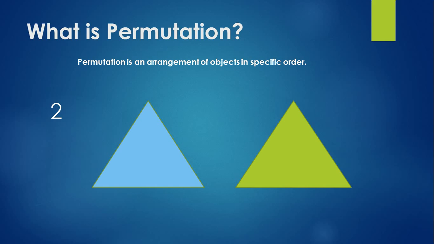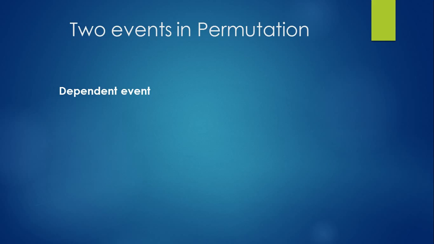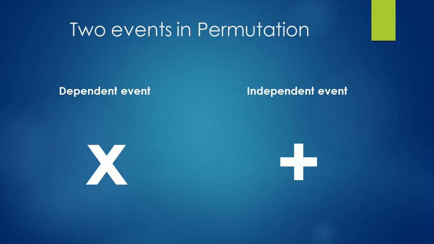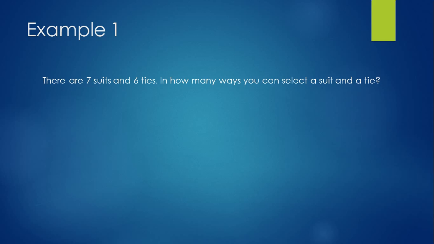There are two different events in permutation: dependent event, independent event. For the dependent event, multiplication should be done, while for the independent event, addition should be done. Let's try this example. There are 7 suits and 6 ties. In how many ways you can select a suit and a tie? Since you cannot select a suit alone or a tie alone, this is a dependent event.